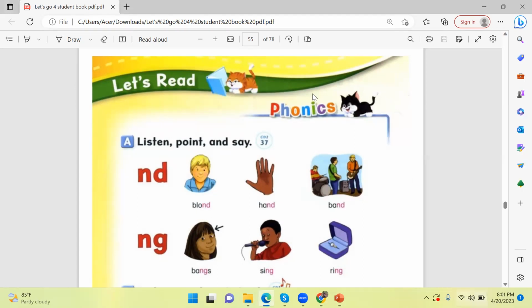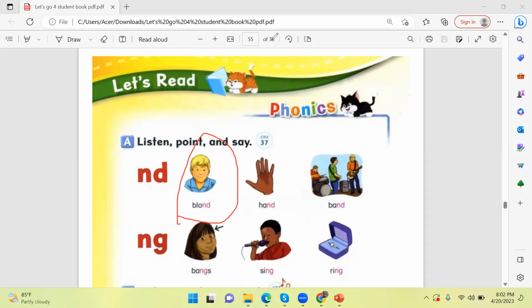Yes. Okay, very good. So we have here the first lesson. It's all about phonics. Okay, so we have here the letters N and D. Okay, we have here ND. Okay, by the way, can you see my screen clearly? Yes or no? Yes. Okay, very good. So we have here the first word. Can you please read?